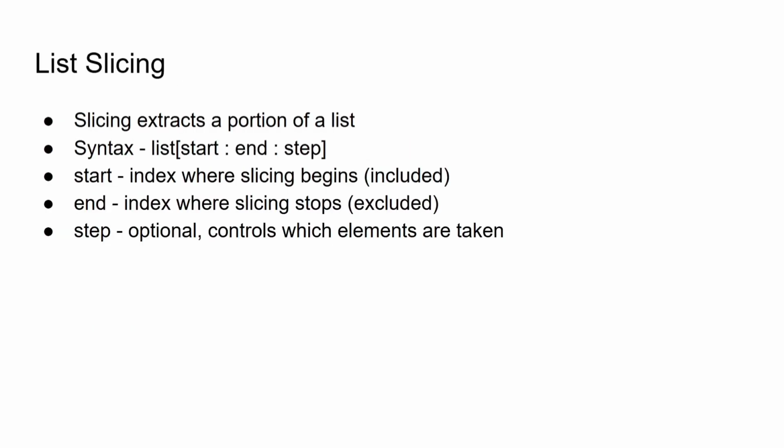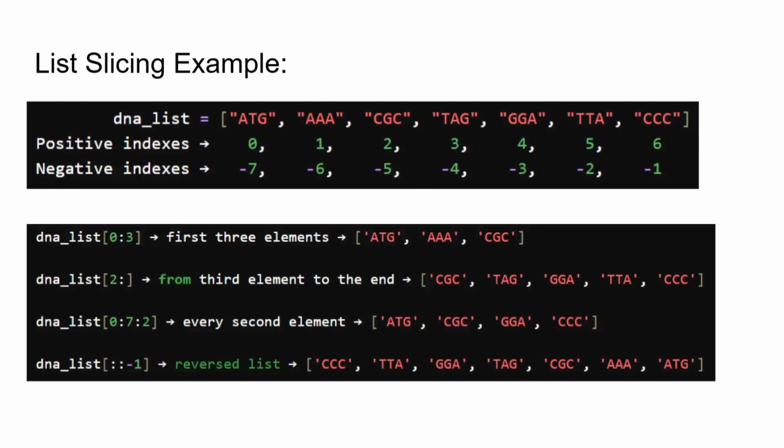Now let's take a look at list slicing in Python. Just like string slicing, list slicing also allows us to extract a portion of a list. The general format is: I write the list name and inside square brackets I put the start index, then a colon, then the end index, and optionally another colon for the step. The start index is included and the end index is excluded.